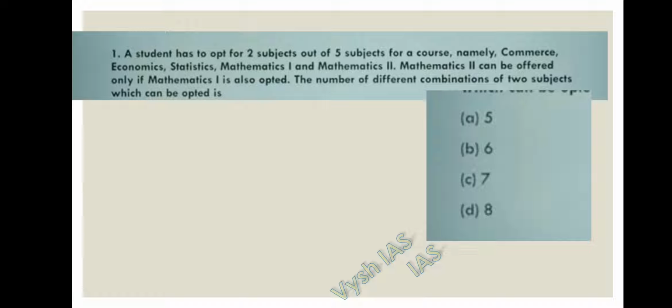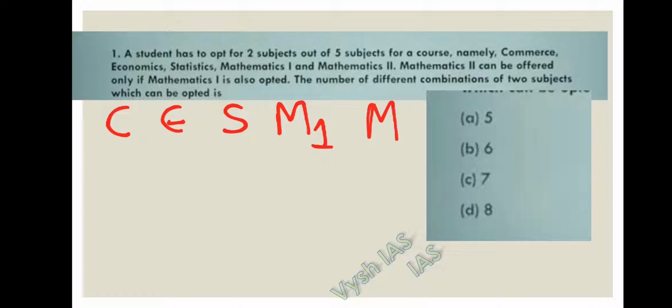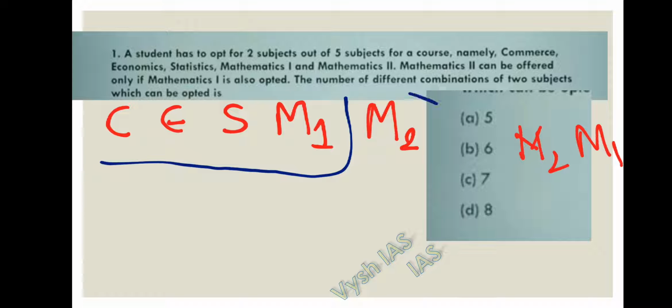First question: a student has to opt for 2 subjects out of 5 subjects for a course, namely commerce, economics, statistics, mathematics 1 and mathematics 2. Mathematics 2 can be offered only if mathematics 1 is opted. So they have given the condition that M2 can be opted only if you take M1. The number of different combinations of 2 subjects which can be opted are: there is no condition for the first 4 subjects, but the fifth subject can be obtained only when the 4th subject is opted. This is the condition they have given.